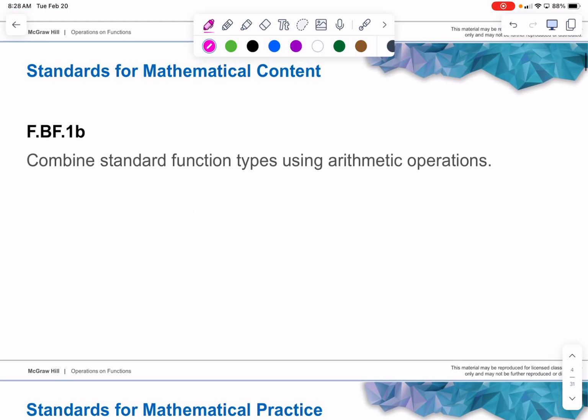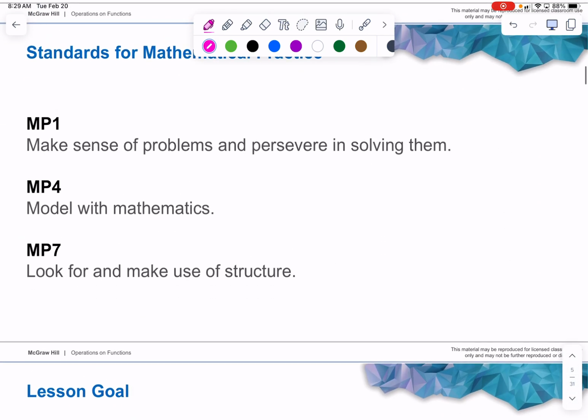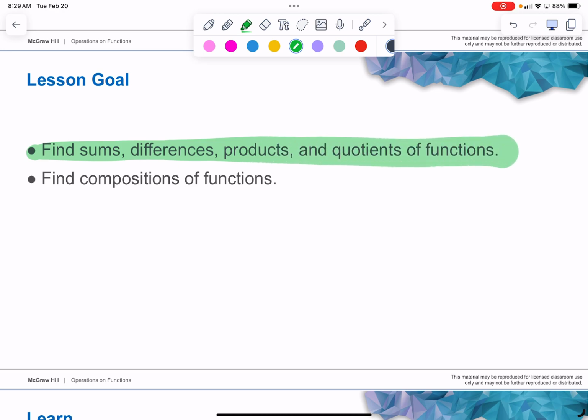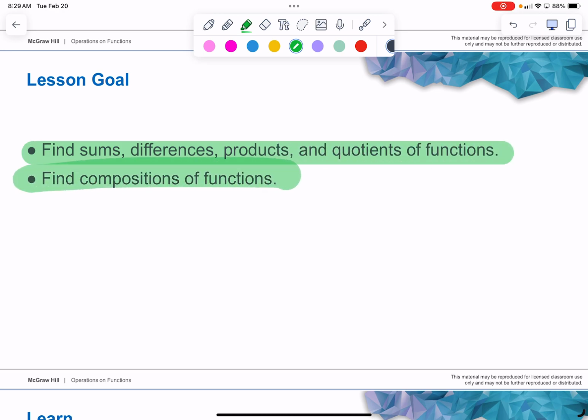So, our standards are going to be combining standard function types using arithmetic operations. That's going to include adding, subtracting, multiplying, and composing, as well as division. So we're going to need you to be able to make sense of problems and persevere in solving them, model with math, and look for and make use of structure. So our goals are to find sums, differences, products, and quotients of functions, and then also to find compositions of functions.